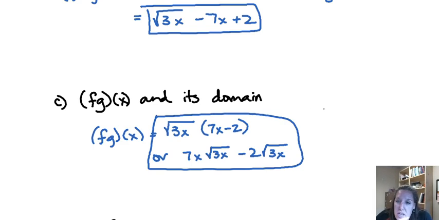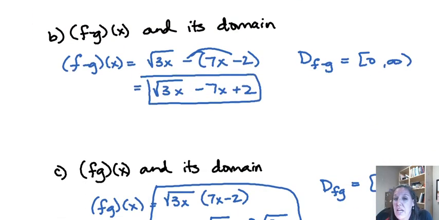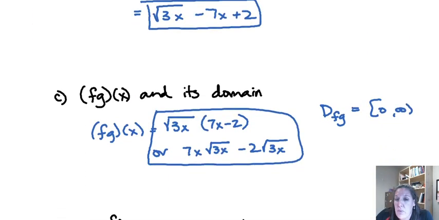Again, multiplying is going to be the same thing. The domain of fg is going to be that overlap, which is 0 to infinity. Now the domain for these three functions will always be the same, and it will be the overlap of f and g.